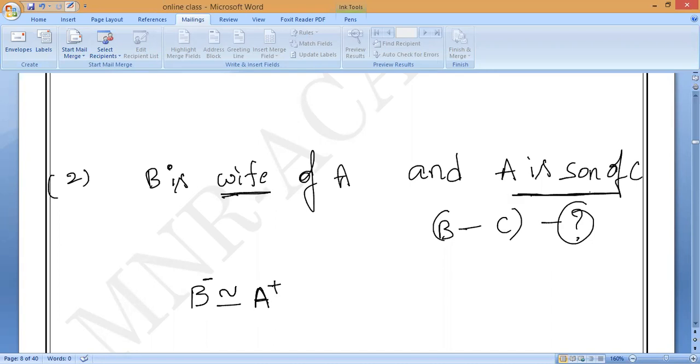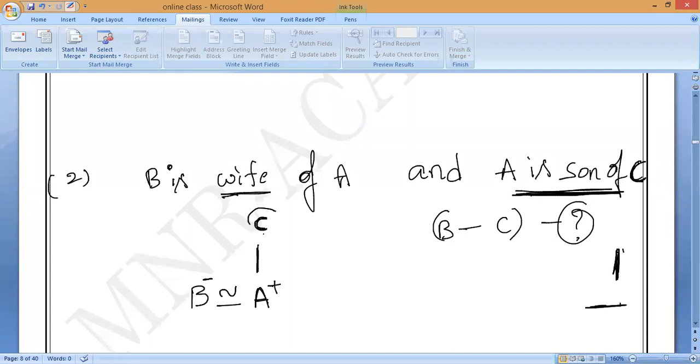Son. Child and parent symbol is a vertical line, correct? Brother and siblings mean a horizontal line. So A is son of C. Who is elder? C is elder, so elder goes on top. So C, vertical line, A. Do you understand this one? A is son of C.